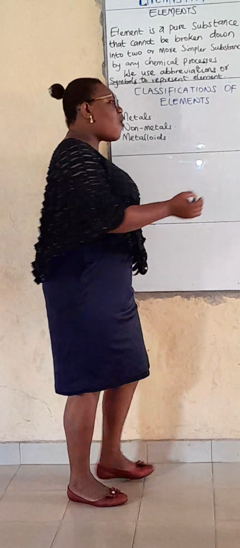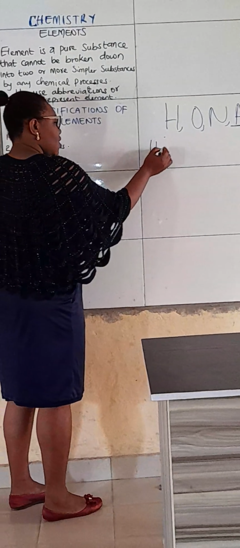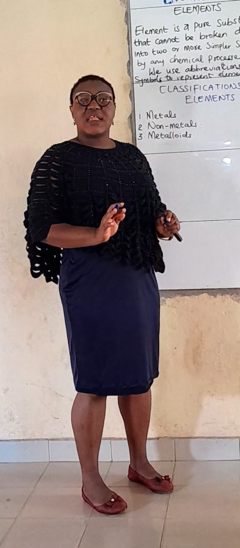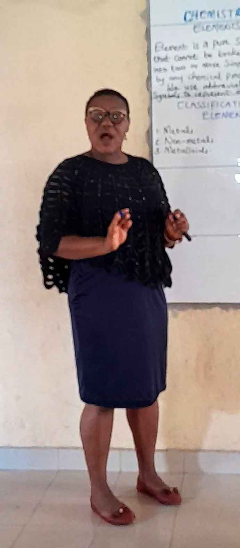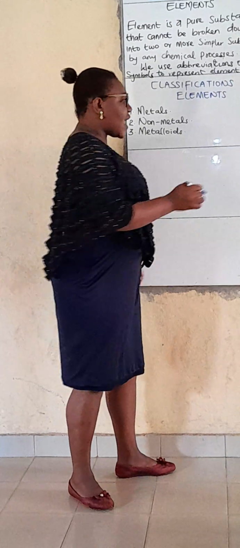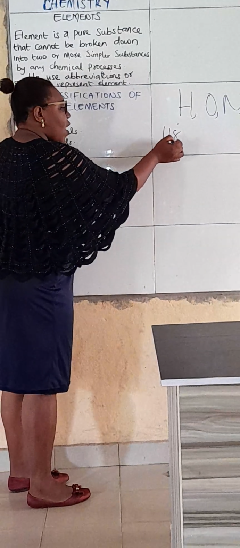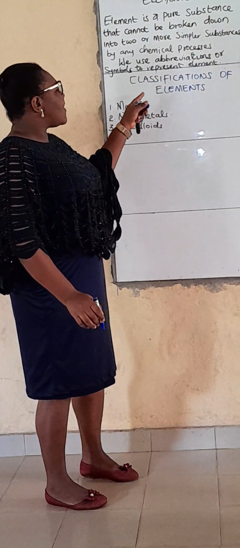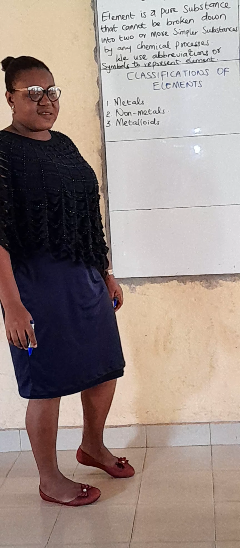And we have 118 elements, both the ones that are made by nature and the ones that are artificially made in the lab. We have all of them, a total of 118. And we have what we call classification of elements.